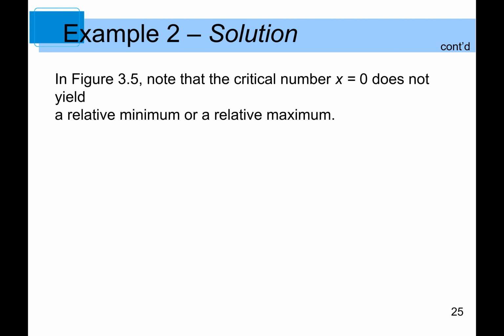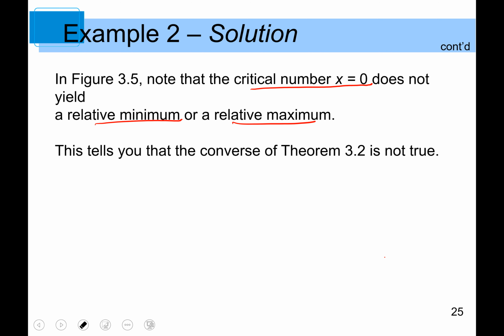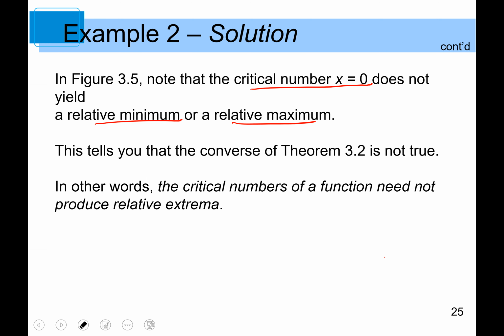As you notice, the critical value when x equals 0 yields neither a relative maximum nor a relative minimum, and that's totally normal. This tells you that the converse of theorem 3.2 is not true. In other words, the critical numbers of a function may not produce either a maximum or a minimum. May not produce the extrema. Okay.